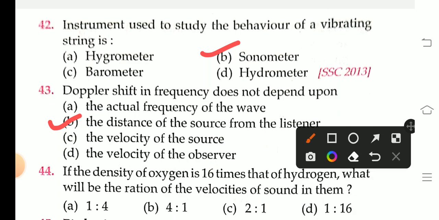Next, if the density of oxygen is 16 times the hydrogen, what will be the ratio of the velocities of sound in them? Right answer option A. 1:4.